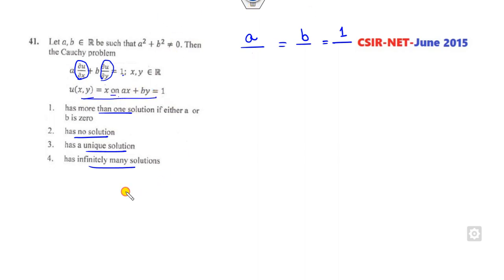So look at that. If I consider x as t, what is the value of y? It is 1 minus at over b. What is the value of u? u is, with x as t, take the derivative here. What is the derivative of x? 1. The derivative of y with respect to t is minus a over b.